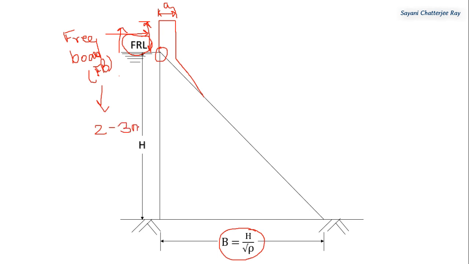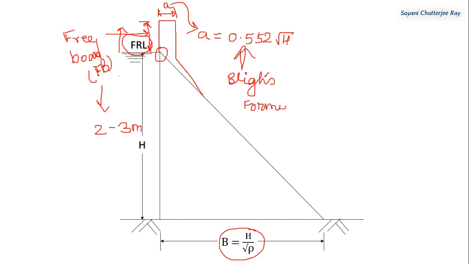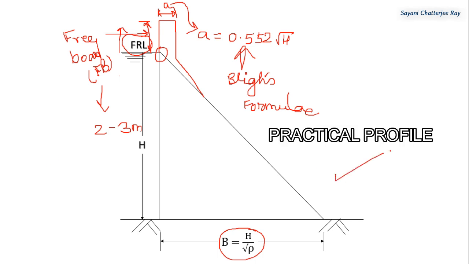The top width of the gravity dam is denoted by A, and A is determined by Bligh's empirical formula. A equals 0.552 root over H. Thus, the elementary profile of the gravity dam is modified by providing freeboard and some top width, and this modified profile is called the practical profile of a gravity dam.